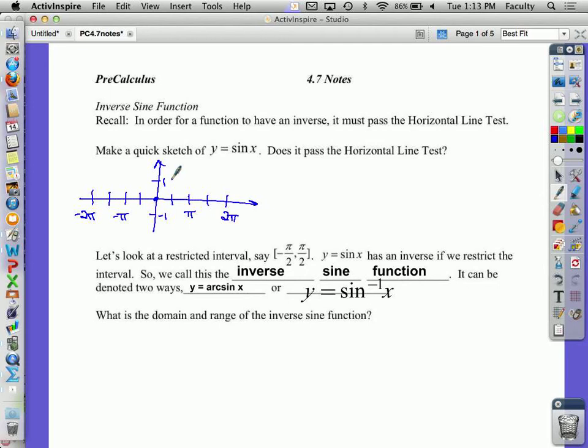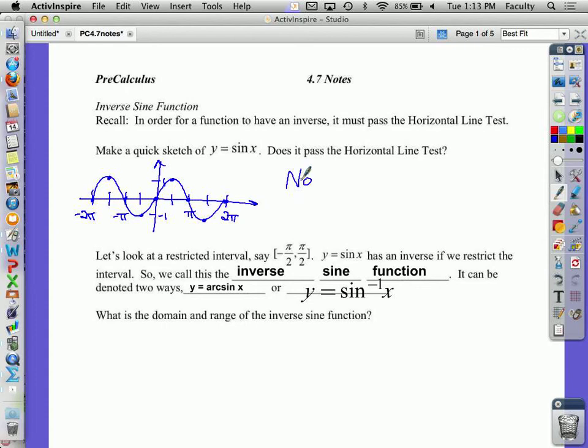Alright, sine starts at 0, goes up to 1, 0, negative 1, 0. Follow the pattern. We're getting really good at our sine curve. Now this does continue forever and ever to the right and to the left, but we're getting the gist of the curve. Does it pass the horizontal line test? No, it fails miserably. It intersects it numerous times.